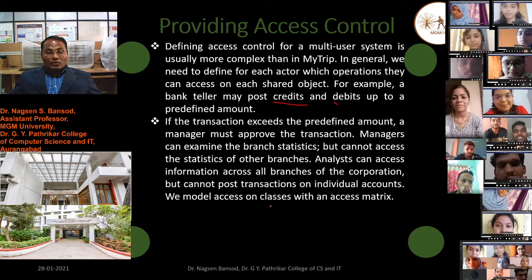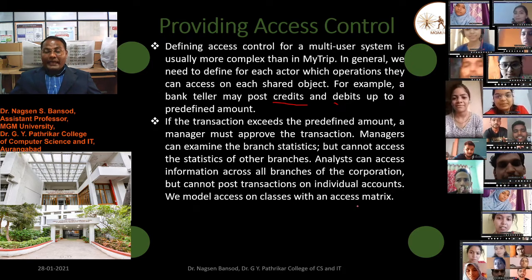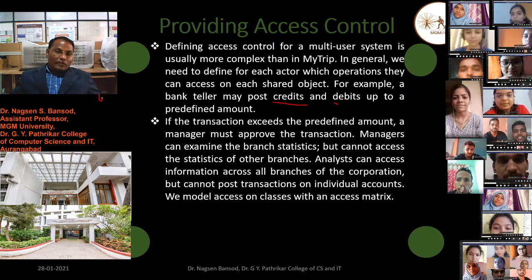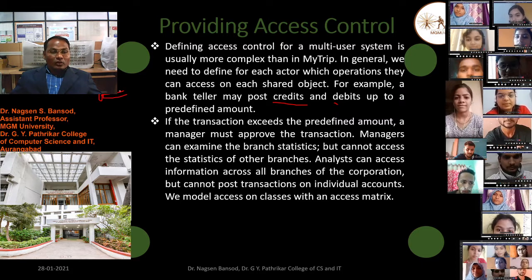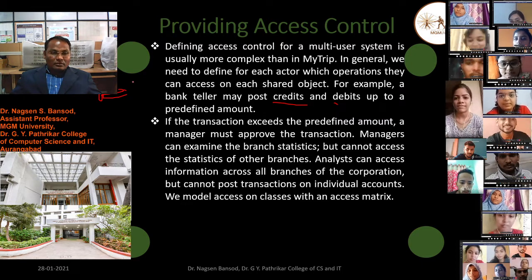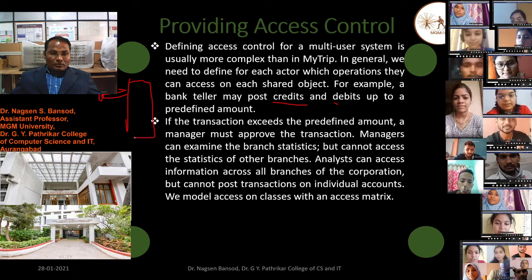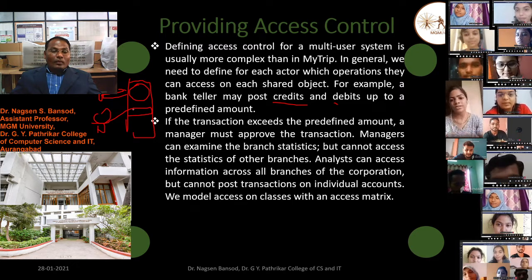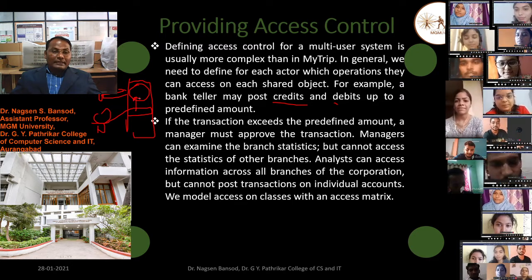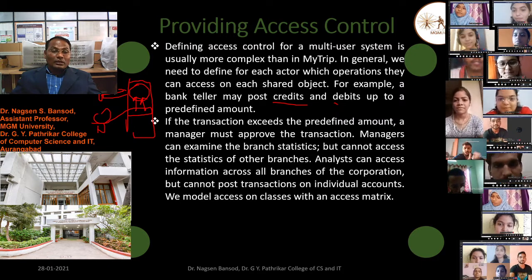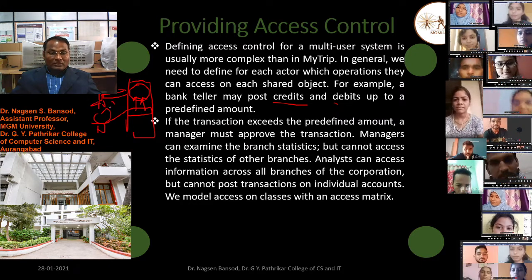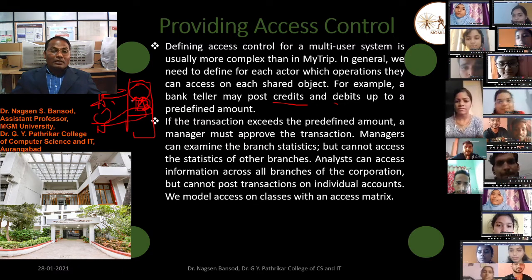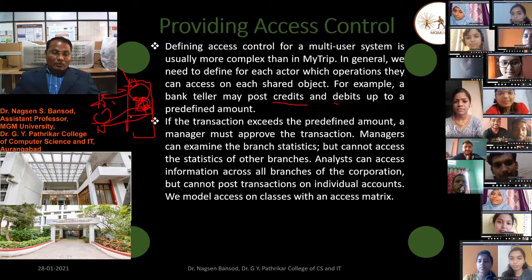We model access on the classes with an access matrix. In the access matrix, we have modeled the classes. A user can access the amount from their account only, as well as the bank manager can operate the account and provide the credit and debit report to the actor on the same machine, but he can only handle all users of the same branch, not other branches.